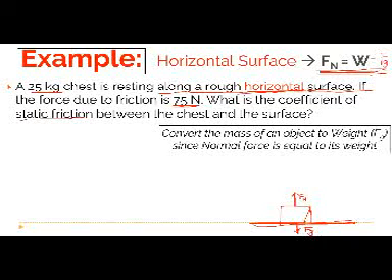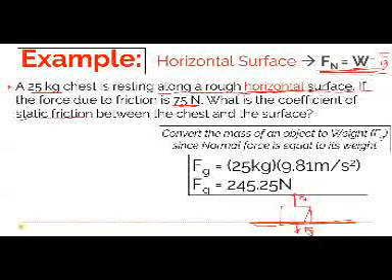And if it is equal to the weight, then we will use the equation of weight, which is equal to mass times gravity. So mass is equal to 25 kilograms times gravity, which is 9.81. If we multiply these two, that is equal to 245.25 Newtons. And that is our force due to gravity.